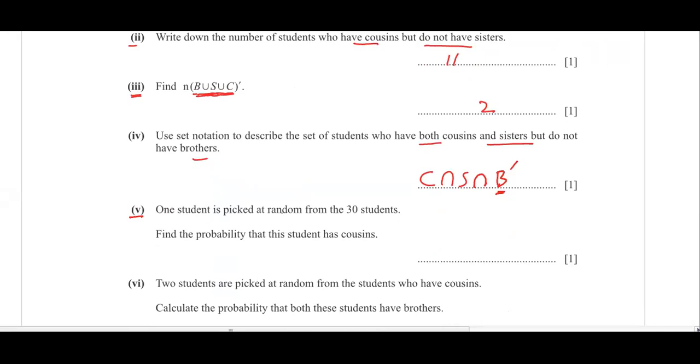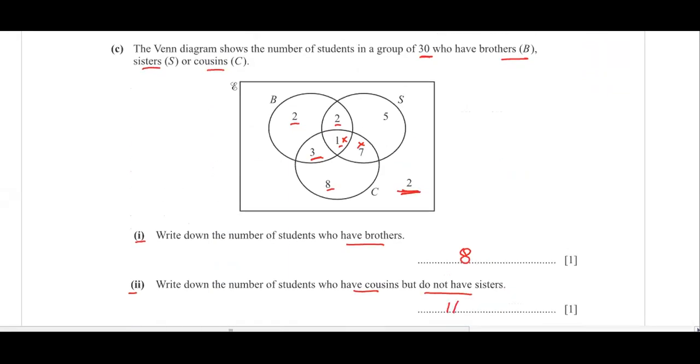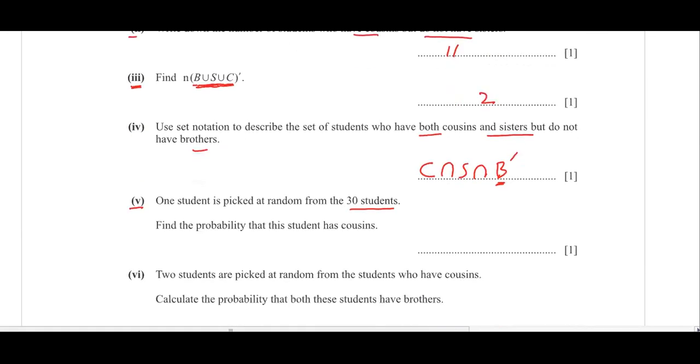Number 5: one student is picked at random from 30 students. Here there are 30 students given. One student is picked at random. Let me clear this row, maybe we have to use or circle anything here, so it can be utilized later on. Okay, one student is chosen at random from 30 students.